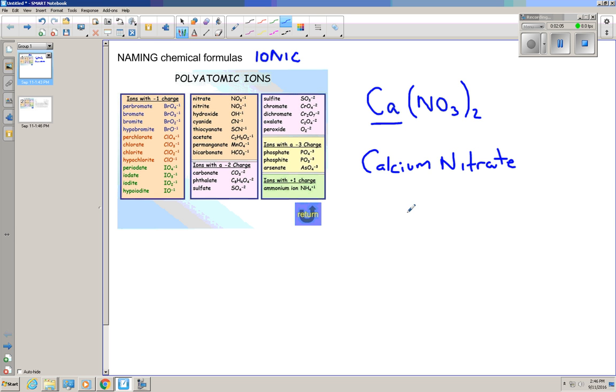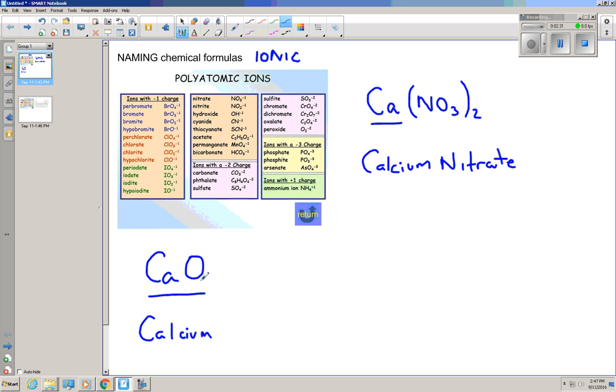Now, it works a little bit differently if you end with an element, and I want to give you an example. Down here we have a very simple compound. It has a +2 ion and a -2 ion. And what do I call this? Well, just like we did over here, we start the naming process by just saying the name of the first element, which happens to be calcium.